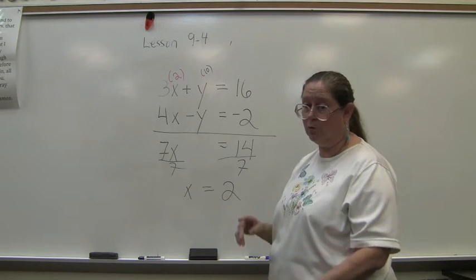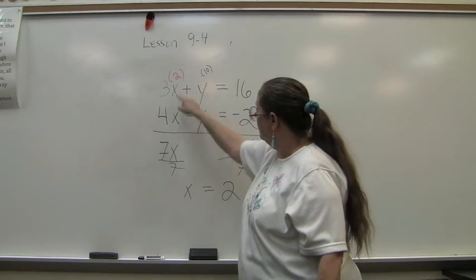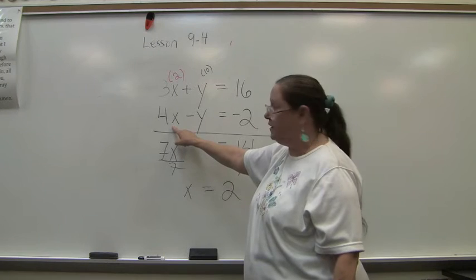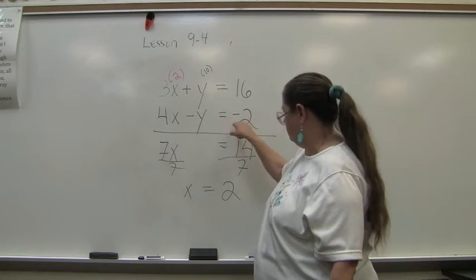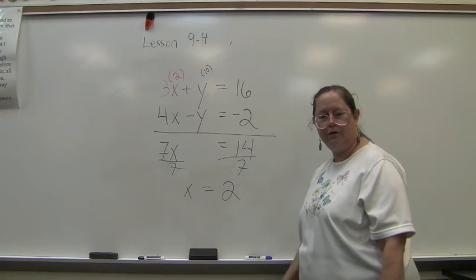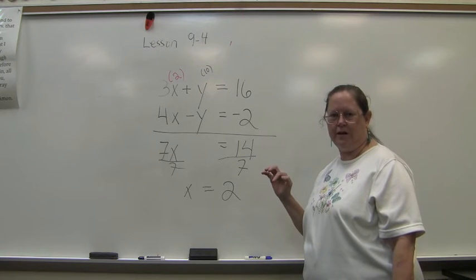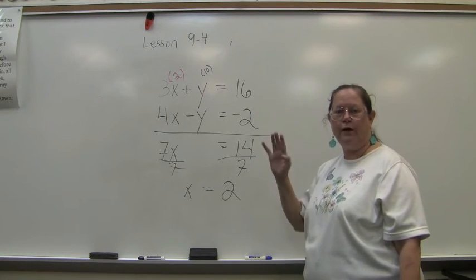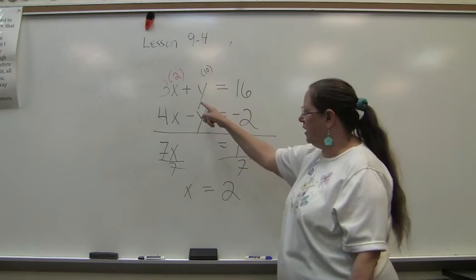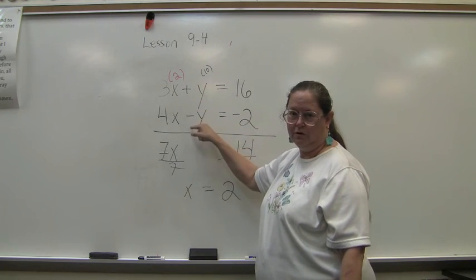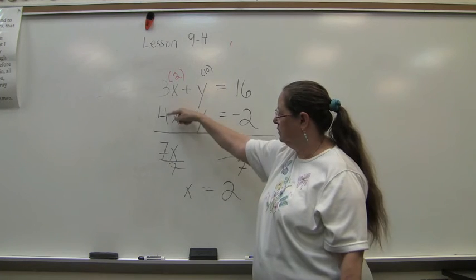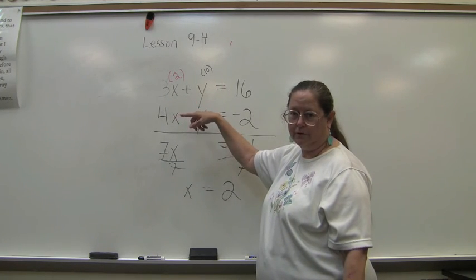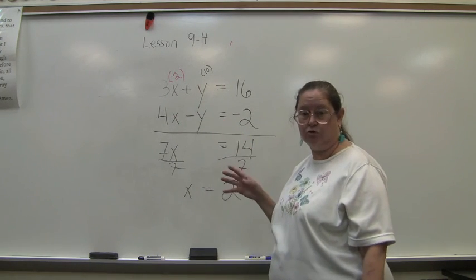Now let's check that that works in the other equation. 4 times 2 is 8. 8 minus 10, negative 2. Works. Okay? That's all there is to elimination. You want to try and get rid of one of the variables. So their signs need to be opposites, and so do their numbers, in order for that to happen. That's what you're looking for.